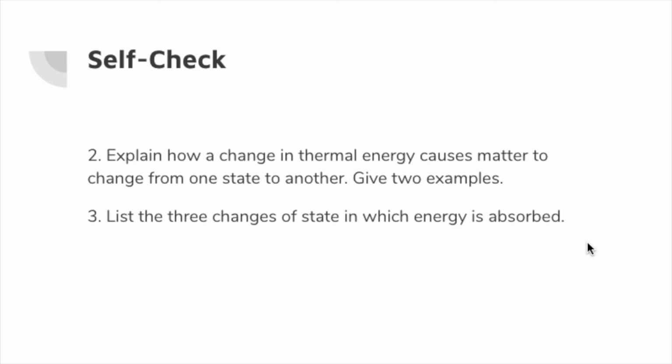Number 3, list the 3 changes of state in which energy is absorbed. Energy is absorbed in melting, energy is absorbed in vaporization, and energy is absorbed in sublimation. You have them going from a certain state to another state in which energy is being absorbed. It's changing to that state because there's more thermal energy, there's more movement of those particles. So from a solid to a liquid in melting, from a liquid to a gas in vaporization, and from a solid to a gas in sublimation. So anytime there's thermal energy that's increasing, that's being absorbed in that case.